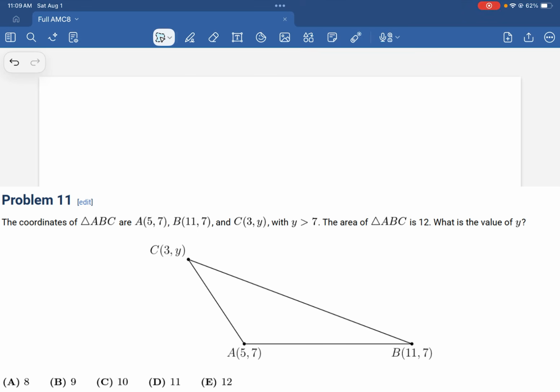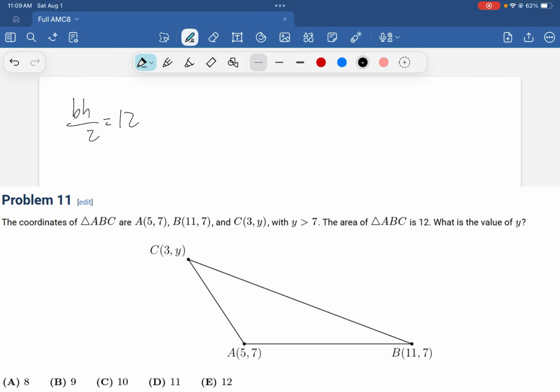Problem 11. The coordinates of triangle ABC are 5, 7, 11, 7, and 3, y, with y greater than 7. The area of ABC is 12. What is the value of y? So as you know, the area of a triangle is its base times height over 2, and we're given that is equal to 12.